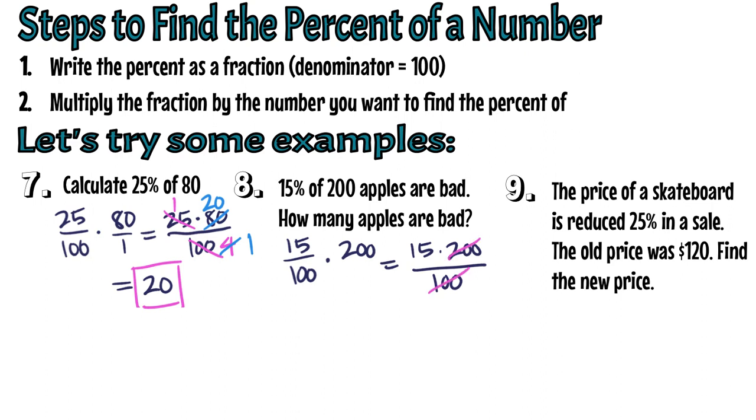So we see that 200 and 100 simplify to 2 over 1. So when we have a 1 in the denominator, we don't need to write it when we write our final answer. So now we're just multiplying 15 times 2, which is 30. So this isn't our final answer because this is a word problem and it asks how many apples are bad. So we need to answer that question. 30 apples are bad.